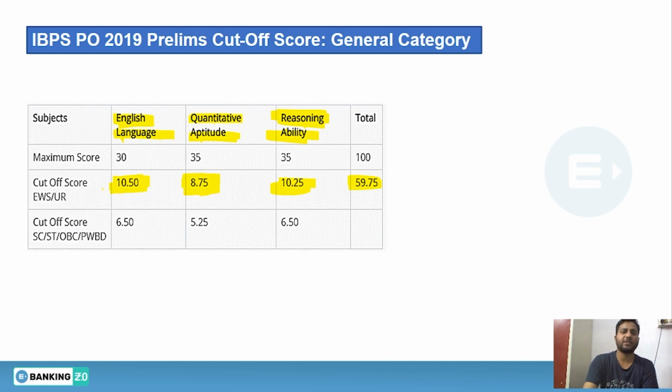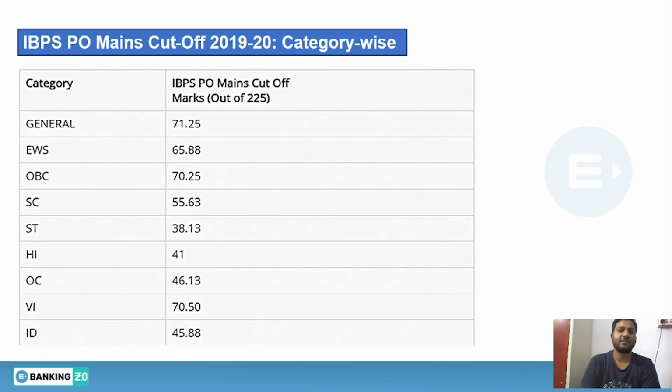Okay, let's move on to that. Next segment, look at the mains cutoff. Mains cutoff is 71.25 for general category, but for economically weaker section, 65 point something. Look at the OBC cutoff.